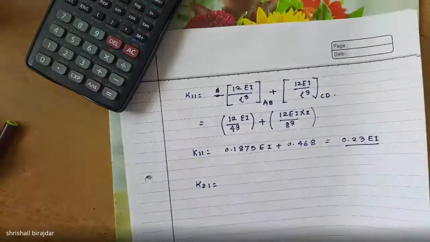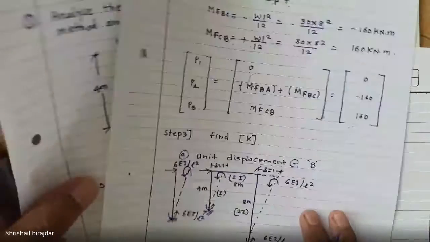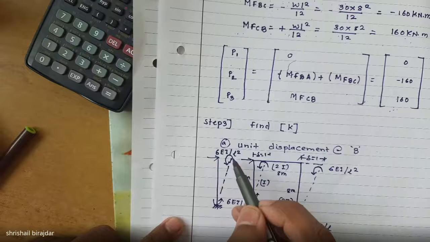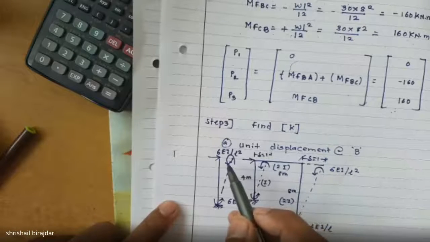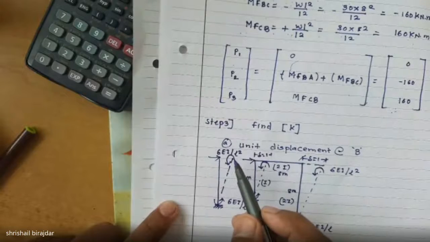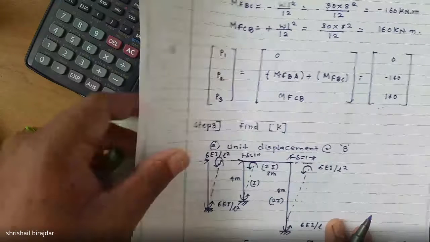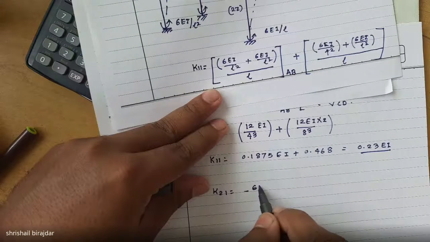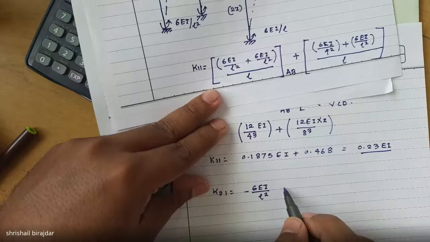Okay, see here. The movement at this location is 6EI divided by L square. You directly refer this movement for the coordinate 2. So we directly write down K21 is equal to minus 6EI divided by L square. Okay, how much does it work out to be?